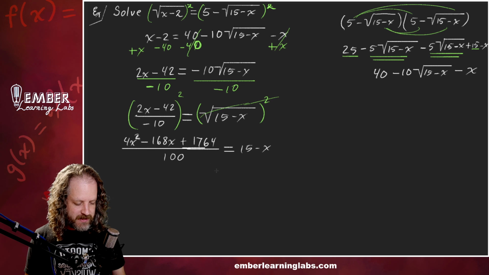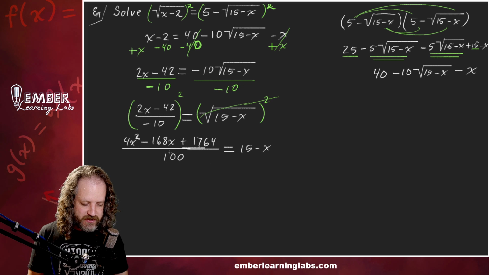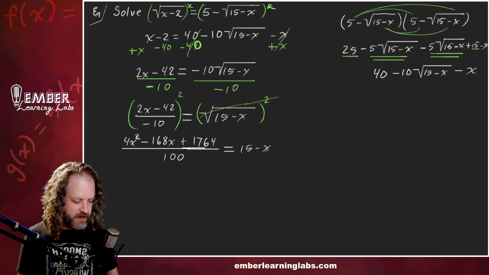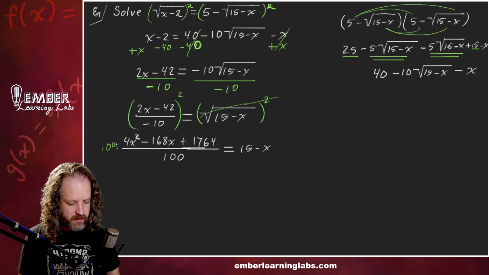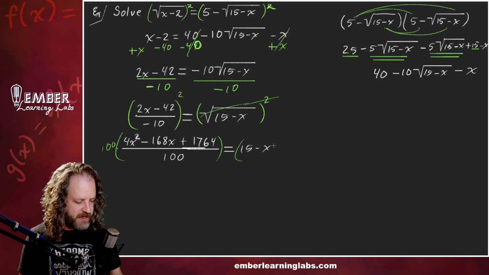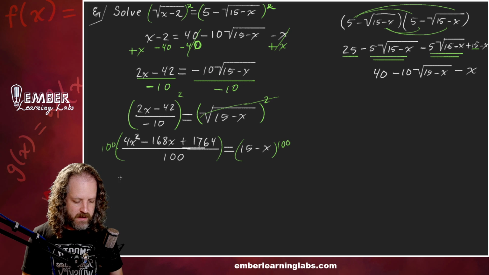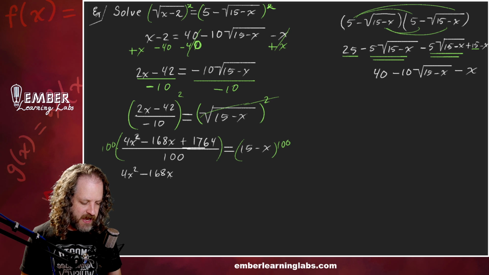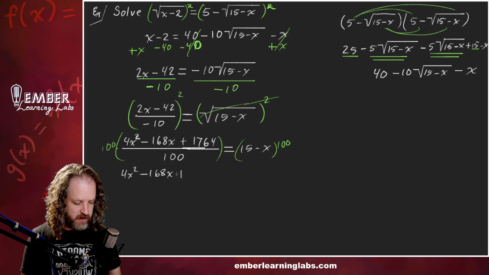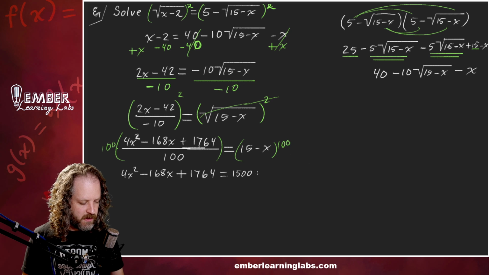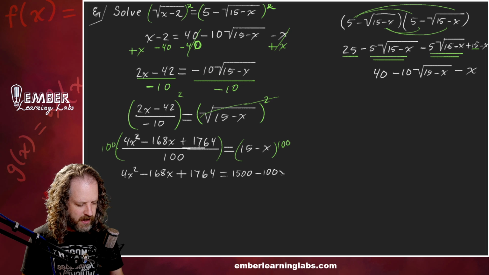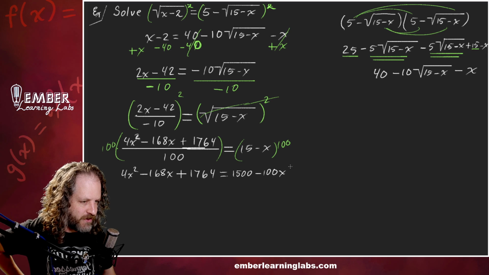So we're going to first multiply everything times 100, right? Just to clear our fractions. So we're going to multiply this times 100 and this times 100. So when we do this times 100, then it cancels here. But this times 100, we got to distribute, right? So we've got 4x squared minus 168x plus 1,764 equals 1,500 minus 100x. Now, hoping this is a factor, if not, quadratic formula.